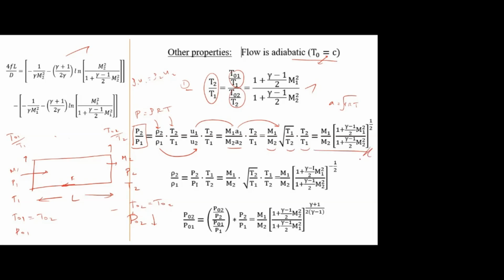Finally, I can get P2 by P1 in terms of Mach number. Same way, rho 2 by rho 1. Okay, we know P2 by P1, T2 by T1, substitute, you will get that. Then P02 by P01, which is not constant. So here it is similar to the Rayleigh flow.